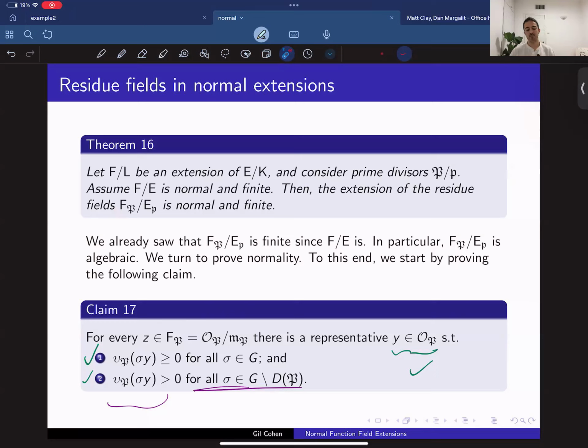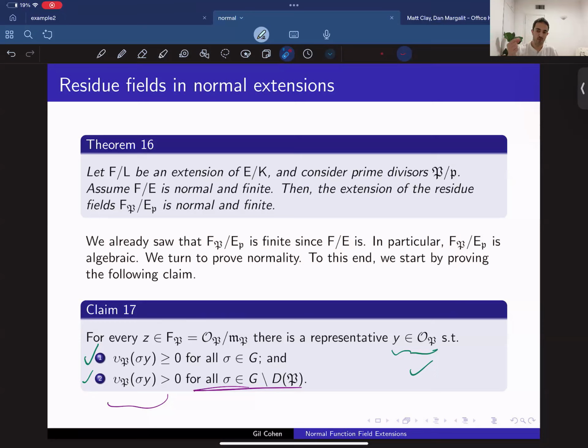Namely, if you look at Z here, and you look at its irreducible polynomial, its minimal polynomial over E_P, then all of the roots there are in F_P.